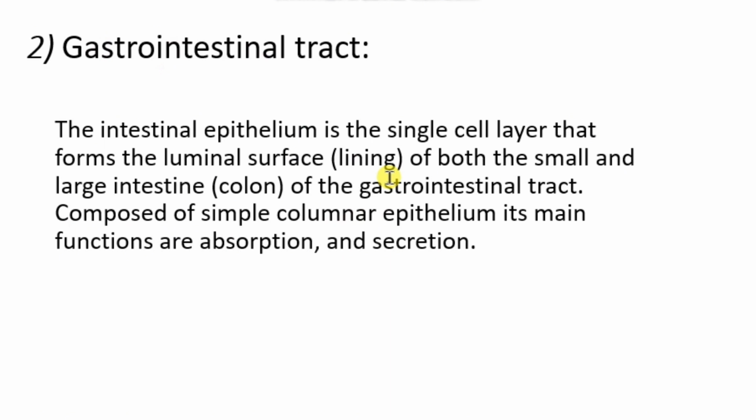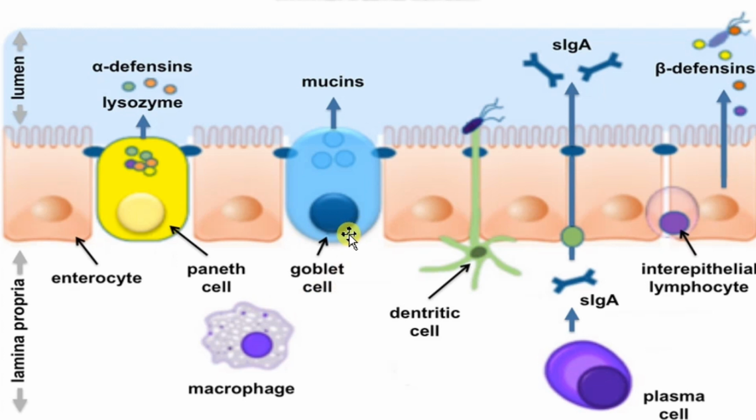So let's see what cells are found in this epithelium. As you can see here, absorptive cells in the small intestine are known as enterocytes. These are enterocytes that absorb the material from the small intestine, and in the colon, the same cells are named colonocytes. Okay, because it's in the colon, so colonocytes. If it's in the small intestine, it's the Latin name, enterocytes.